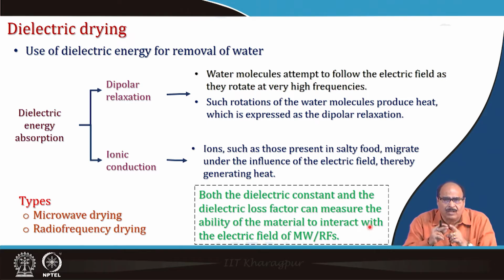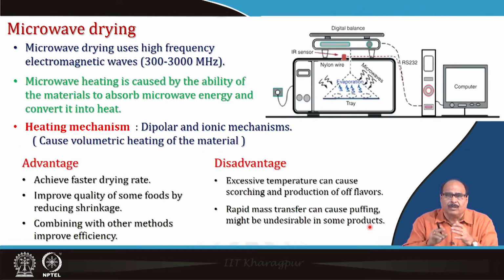Okay. So, both the dielectric constant and the dielectric loss factor measure the ability of the material to interact with the electric field, and there are two types of dielectric drying, microwave drying and radio frequency drying, and both these methods are becoming very popular nowadays for the dehydration of fruits and vegetables.